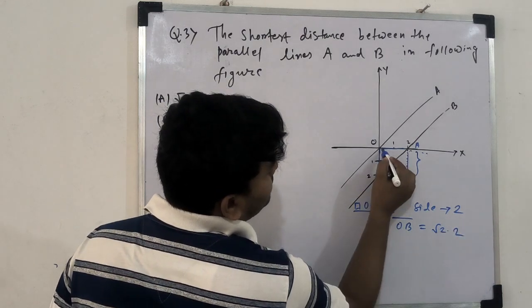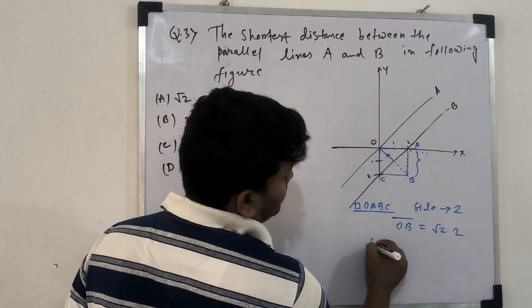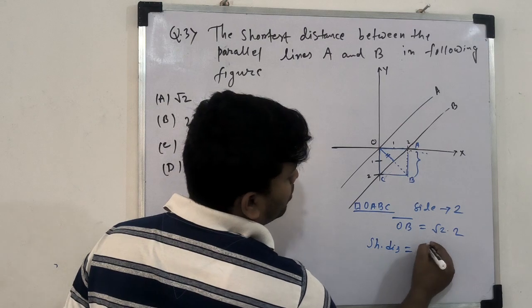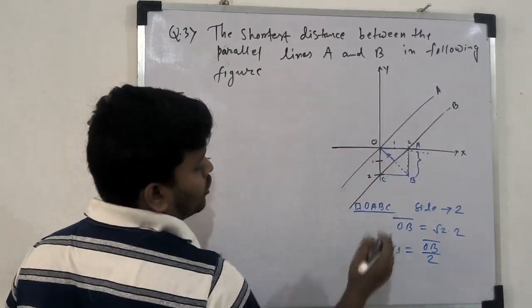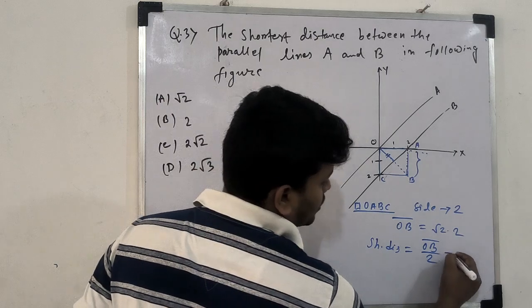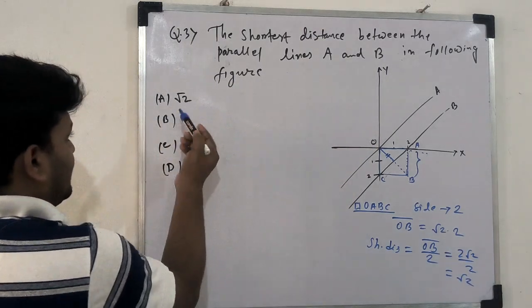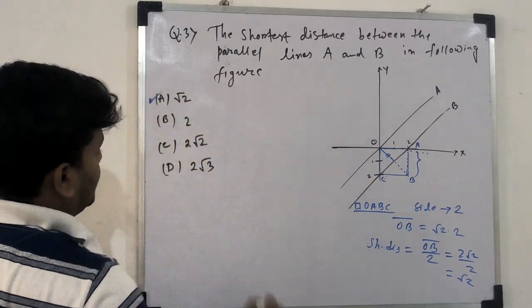So the shortest distance, this we have to find. The shortest distance will be this diagonal OB by 2, that is half of this diagonal, will be the required shortest distance between these two lines A and B. Therefore this will be root 2. Options are given, so root 2, this option is right.